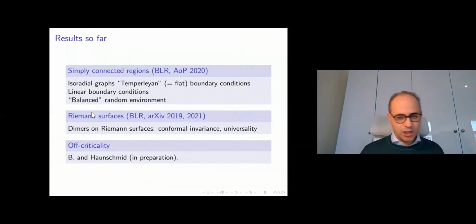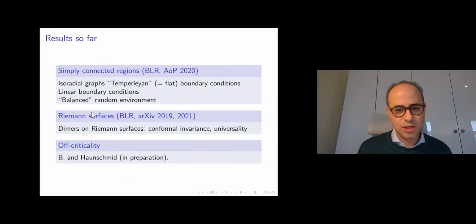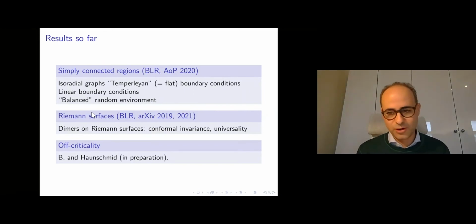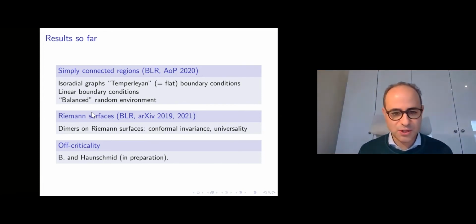So far we've managed to implement this idea in some setups. It's very, very far from over. To have a general theory of scaling limits for height functions in the dimer model that is truly robust to boundary conditions is still very far, still a very long way away, I would say. But we've had some success in implementing this idea, nevertheless.